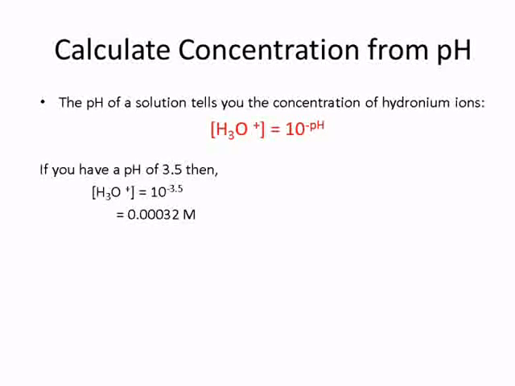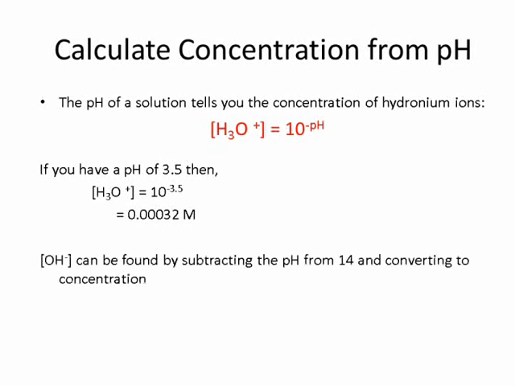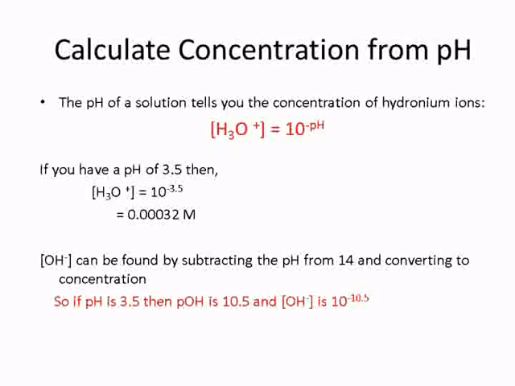Now, if we wanted to get the hydroxide concentration in that solution, we can do that by subtracting that pH of 3.5 from 14 and then turning it into a concentration, because you remember that the ionic product tells us that the H3O+ times the OH- is always going to be equal to 10 to the minus 14. So in this case, if our pH is 3.5, then the pOH will just be 10.5, and therefore the hydroxide concentration will be equal to 10 to the minus 10.5. We can convert that into a concentration.